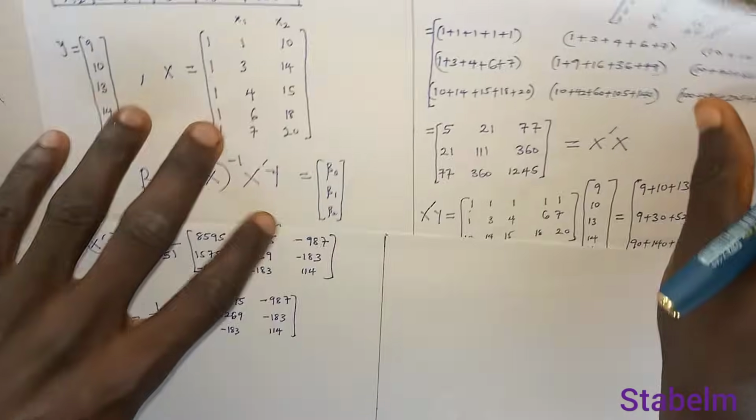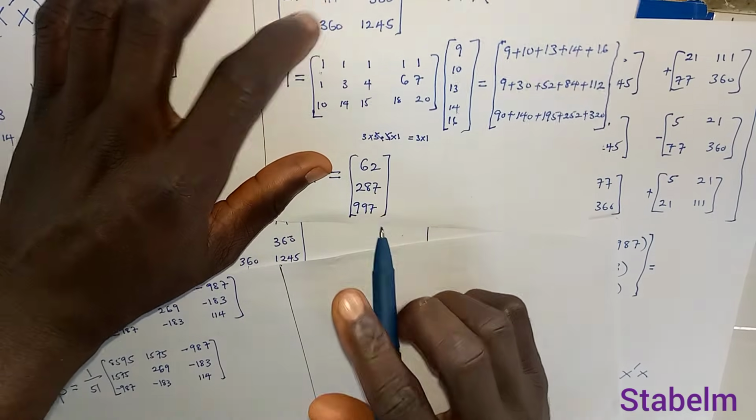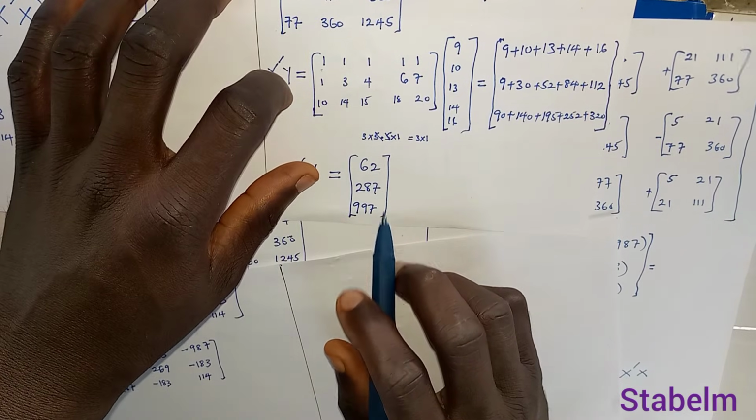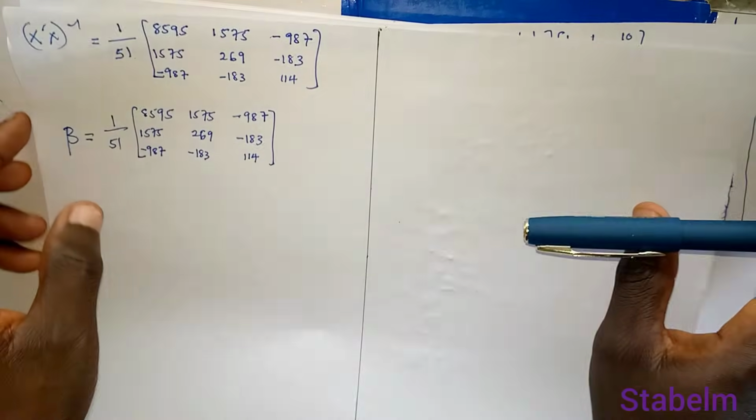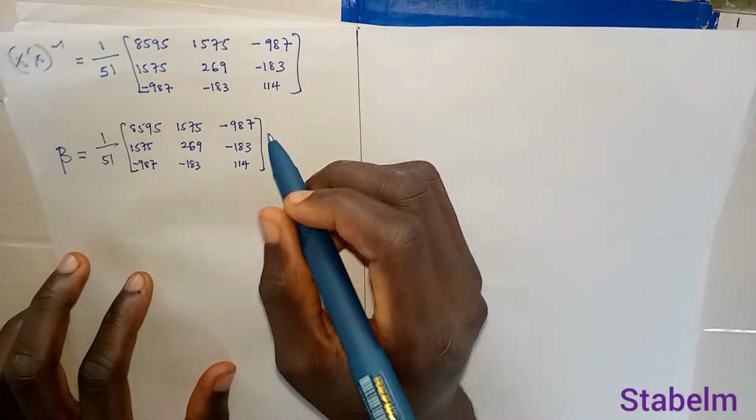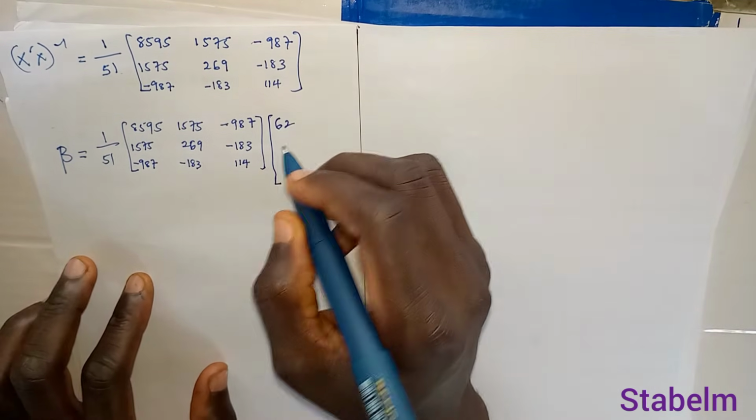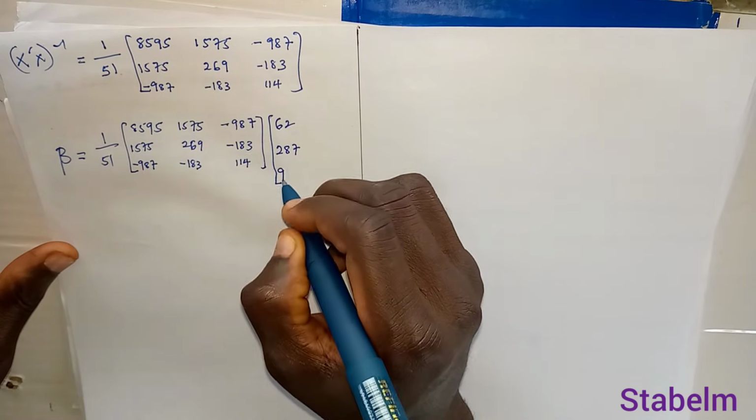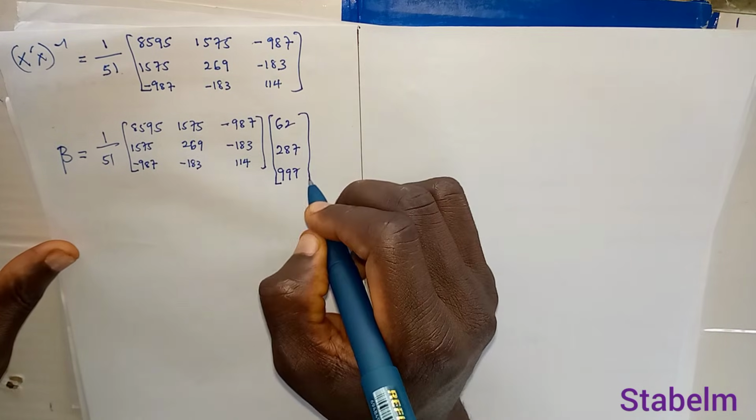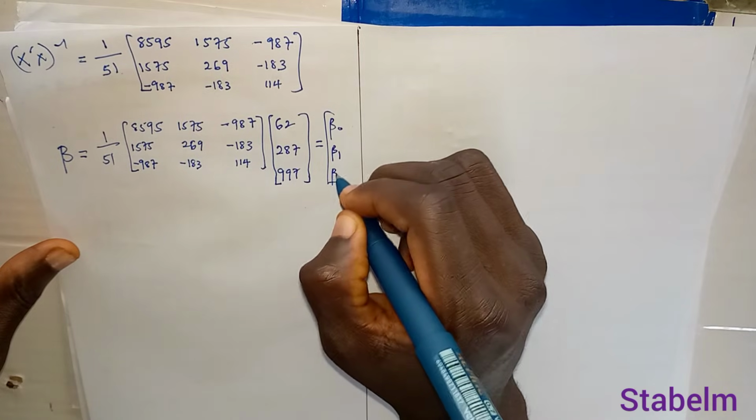And where is our X prime Y? This is our X prime Y here. Our X prime Y is 62,287, then 997. So we multiply by X prime Y, and our X prime Y is given as this, just the way I showed you just now. 62,287, 997 equals our beta naught, beta 1, beta 2.